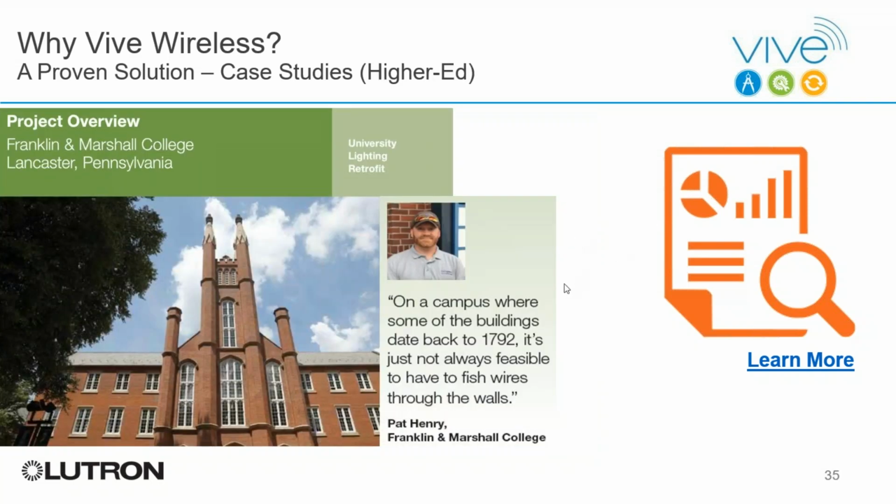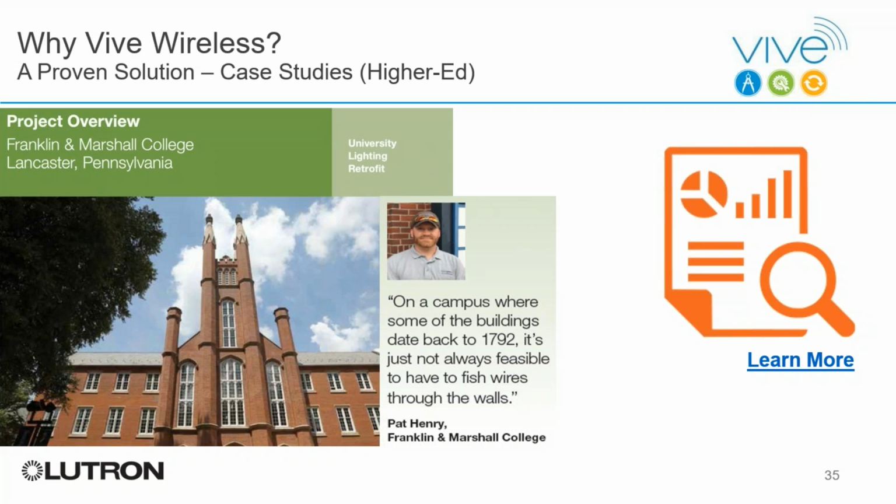Another example, we talked a lot about the benefits of wireless, but it's also really great for retrofit applications. So if you're going into an existing building, you really can't beat it. And this is a great example of that. We worked with Pat Henry at Franklin and Marshall College in Lancaster, Pennsylvania, and some of their buildings go back to 1792. So when you're talking about existing buildings, at least here in the US, that's about as old as you can get an existing building.